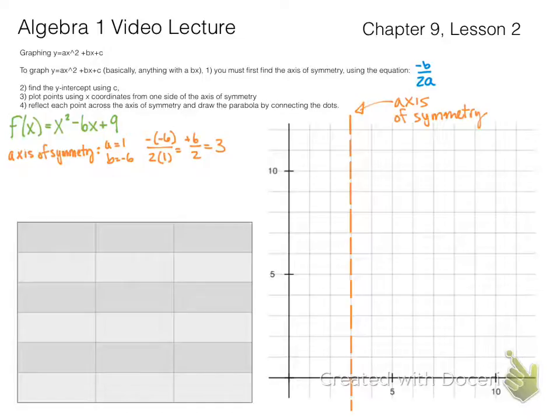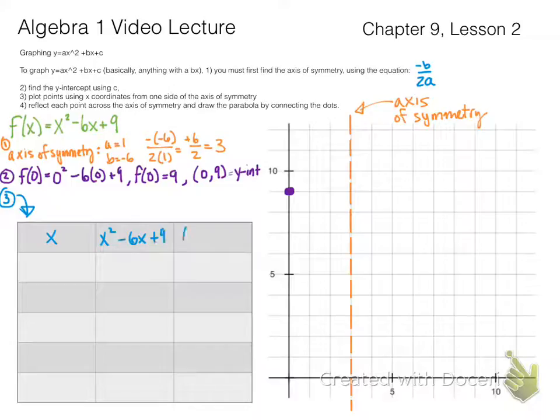Okay? Then the second thing we're going to do is find the y-intercept. Basically the y-intercept is whatever we have left over whenever x is 0. Well, that would be 9. So if f of 0 is 0 squared minus 6 times 0 plus 9, well, that means f of 0 is 9, which means the y-intercept is 9.